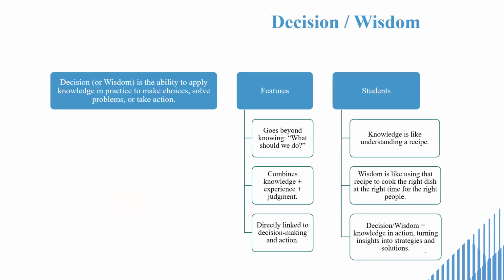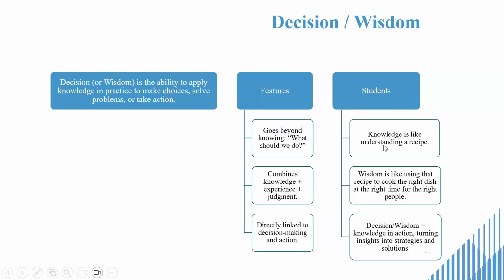Now after knowledge comes decision or wisdom. Decision or wisdom is the ability to apply knowledge in practice to make choices, solve problems and take action. Now it is: what should we do? You had data, which was unorganized, then it was organized into information, then you found insights out of that. Now you are asking what should we do? Then it's time to take action. So it combines knowledge, experience, and judgment, a direct link to decision making or action. So now you are going to take a decision regarding the data that you have, whether it's good or bad. So it's up to you.